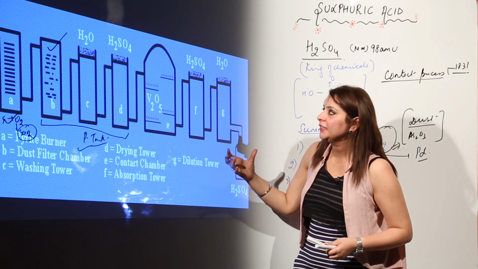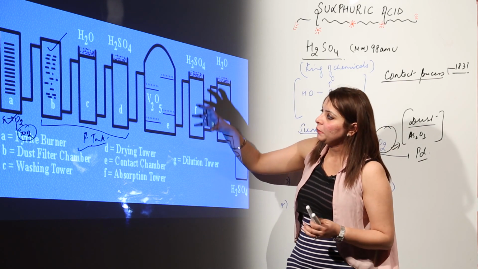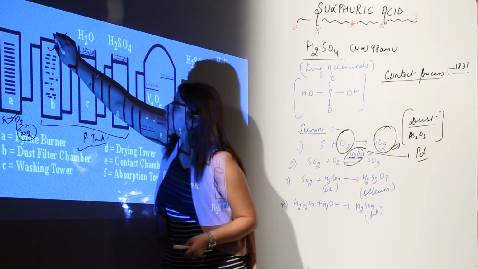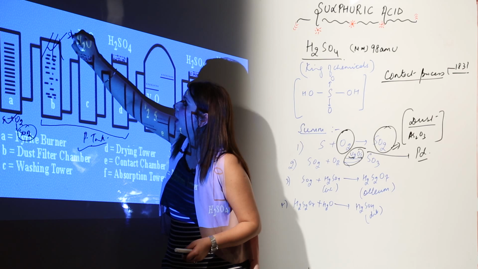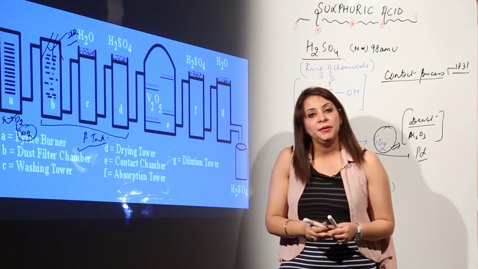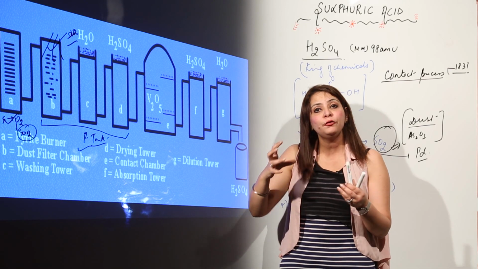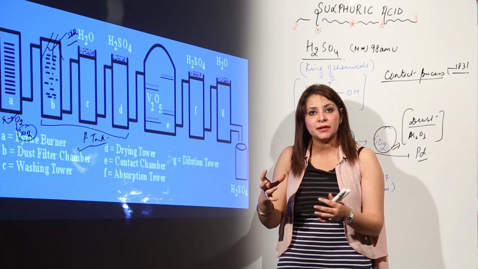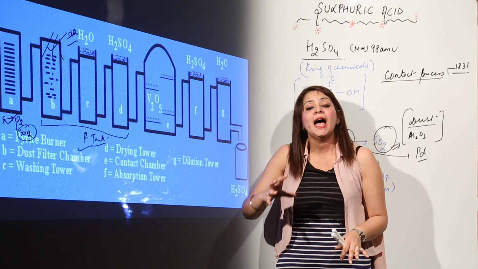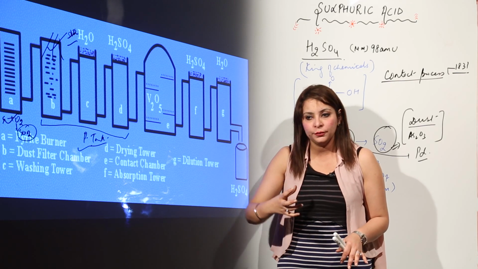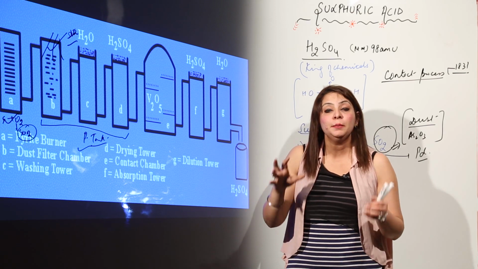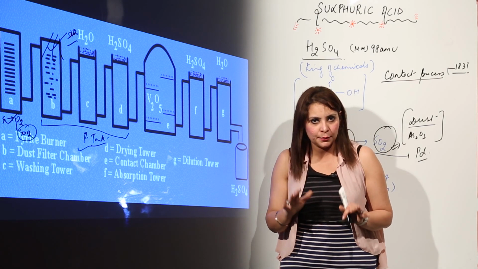So here what happens, when the SO2 from A tank is fed into the B tank, a stream of steam is passed through it. Right. So this powerful steam is passed. What happens is that the steam makes the dust particles settle at the bottom, and this SO2 gets free from many dust particles. Not all the dust particles are separated, but many get separated.